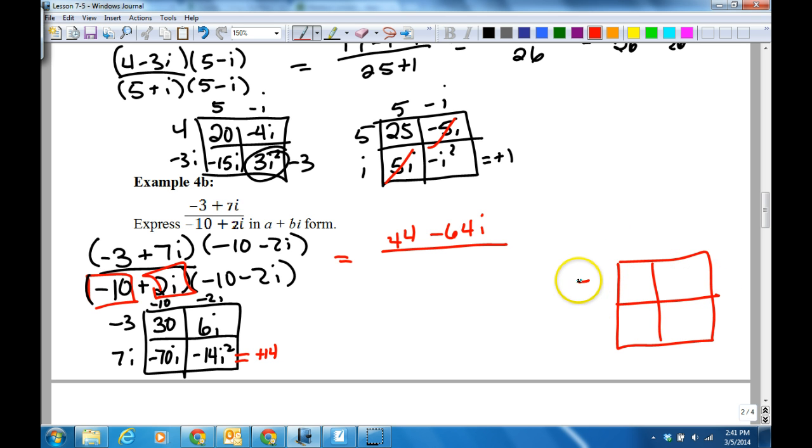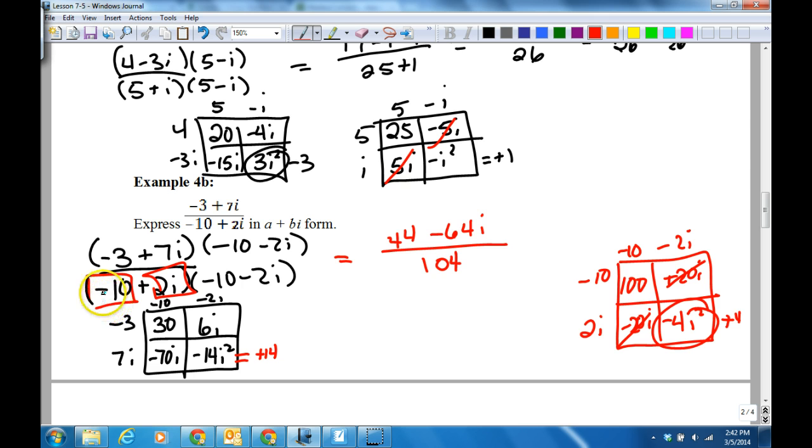Okay, so this will be negative 10, positive 2i, and then negative 10 minus 2i. So negative 10 times negative 10 is 100. Negative 10 times positive 2i is negative 20i. This becomes a positive 20i. And then the bottom becomes a negative 4i squared, right? So these cancel. This becomes a positive 4. And then 100 plus 4 is 104.